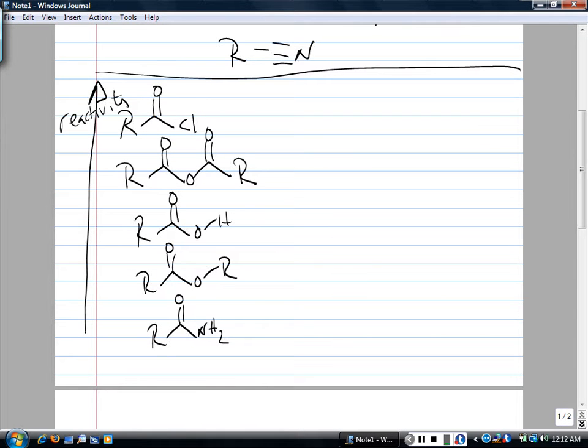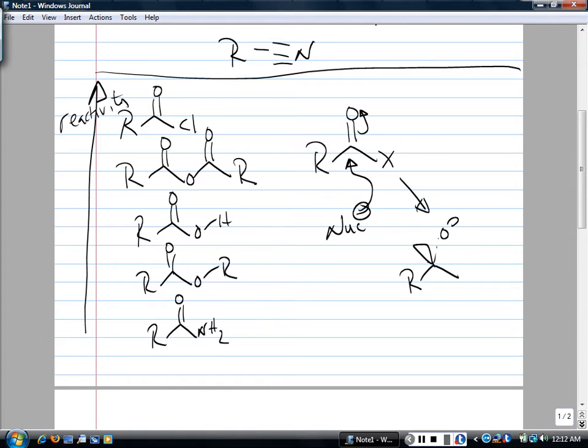The idea is, if I take a carboxylic acid derivative, RC double bond X, and X could either be Cl or carboxylate or OR or NH2, and I treat this with a nucleophile, the nucleophile will attack the carbonyl carbon, the pi bond will break. That's going to give rise to the typical tetrahedral intermediate, with the nucleophile and then X.